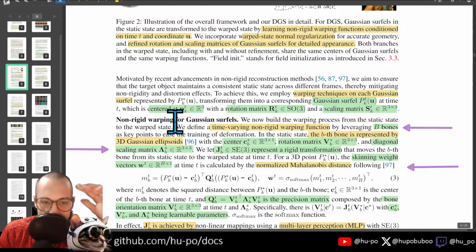All right, non-rigid warping for Gaussian surfels. Now we're going to define a time-varying non-rigid warping function by leveraging bones. Each bone is represented by 3D Gaussian ellipsoids. So they're going to have these bones that are effectively little Gaussians. They're going to have some center, some rotation matrix. What is a bone?